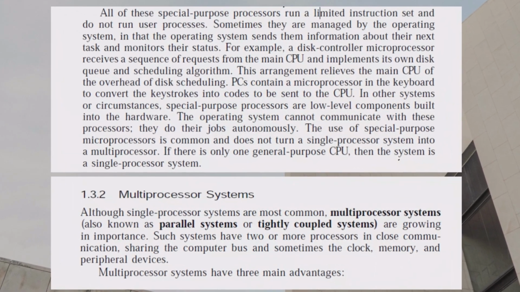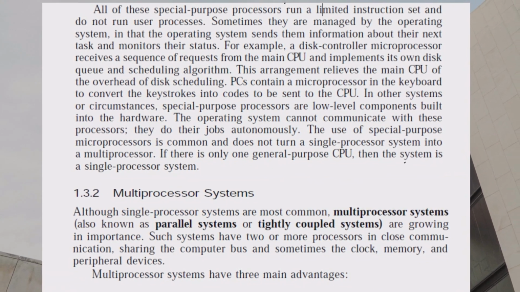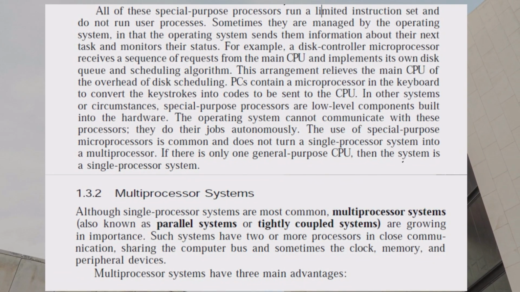All of these special purpose processors run a limited instruction set and do not run user processes. Sometimes they are managed by the operating system, in that the operating system sends the information about their next task and monitors their status. For example, a disk controller microprocessor receives a sequence of requests from the main CPU and implements its own disk queue and scheduling algorithm.